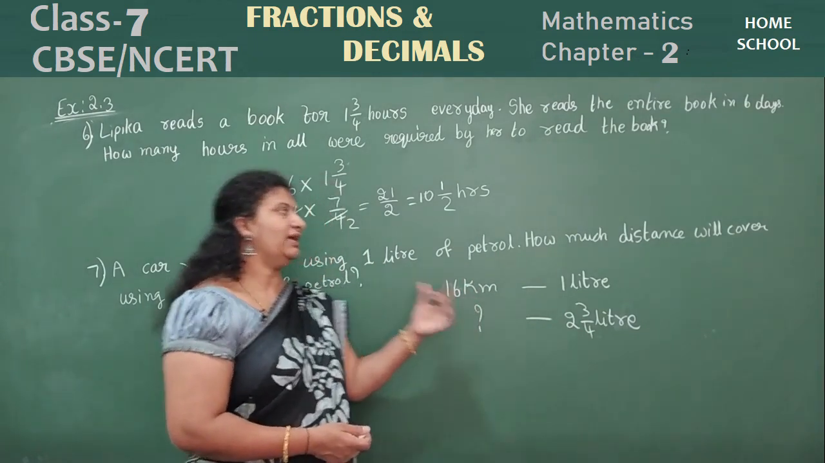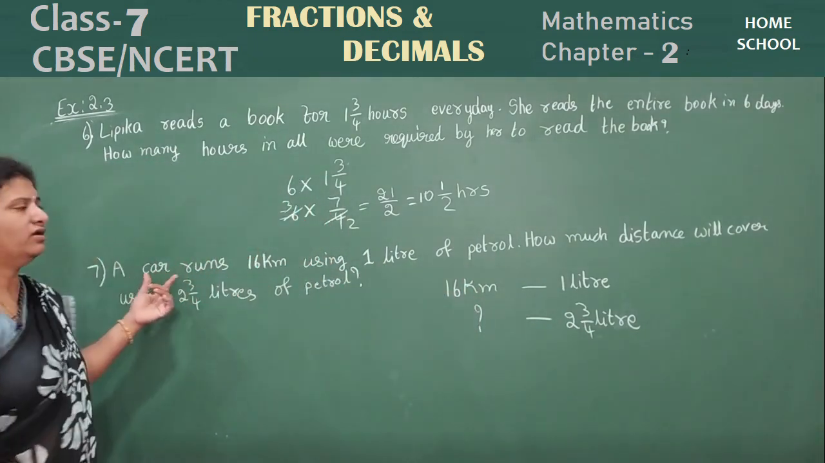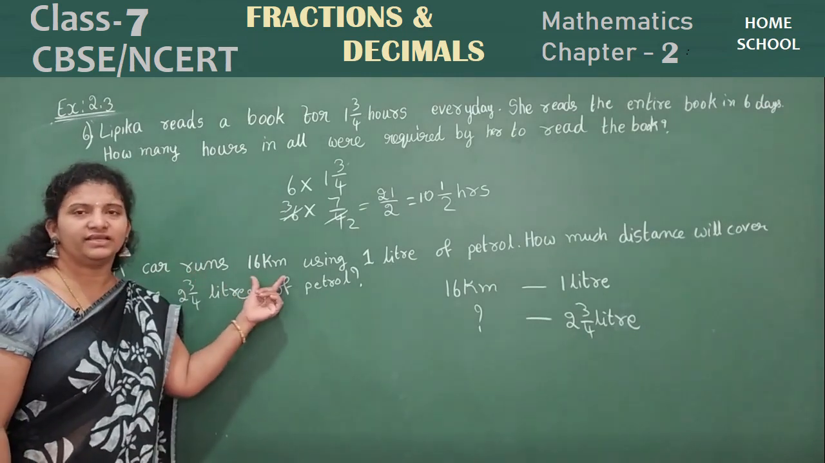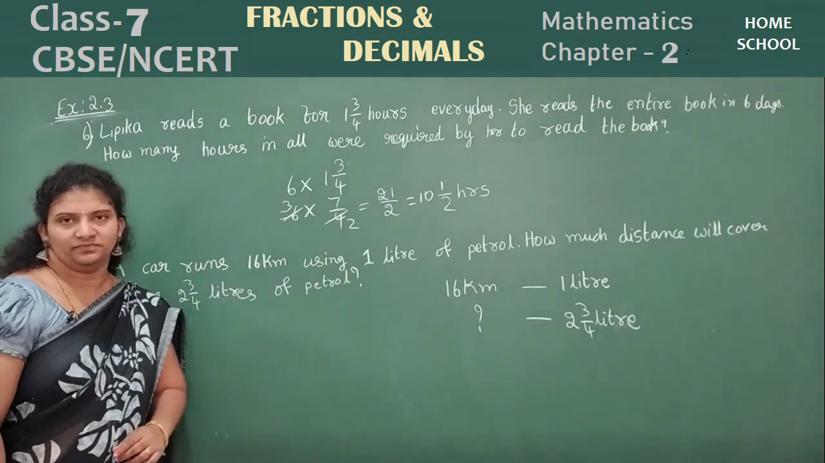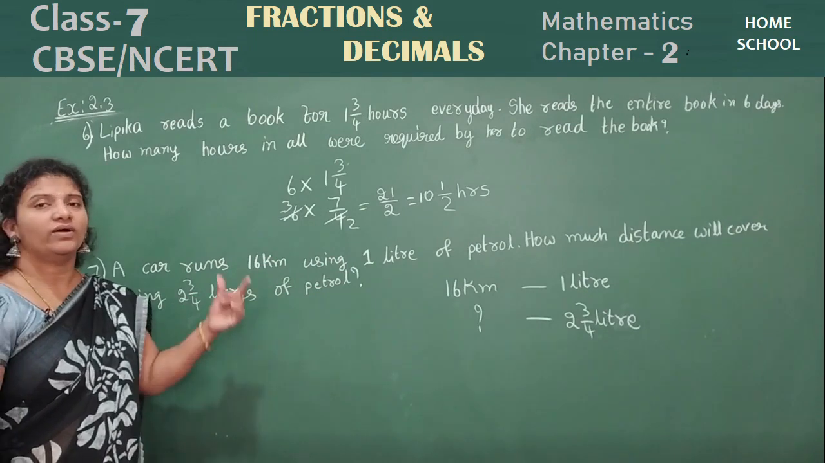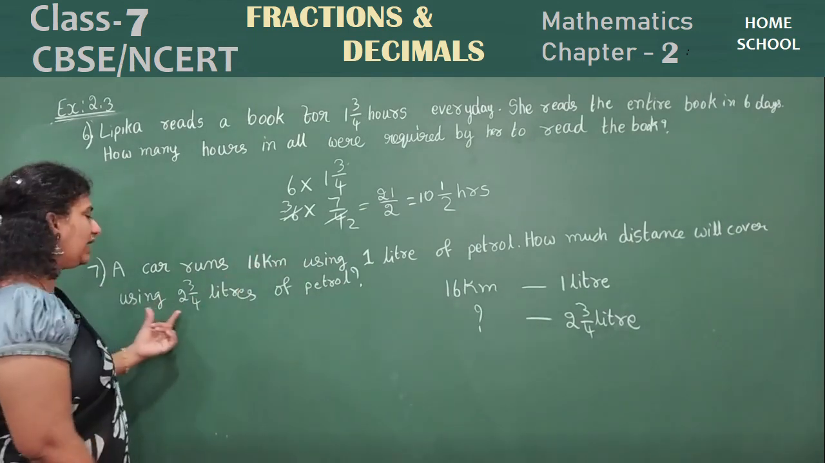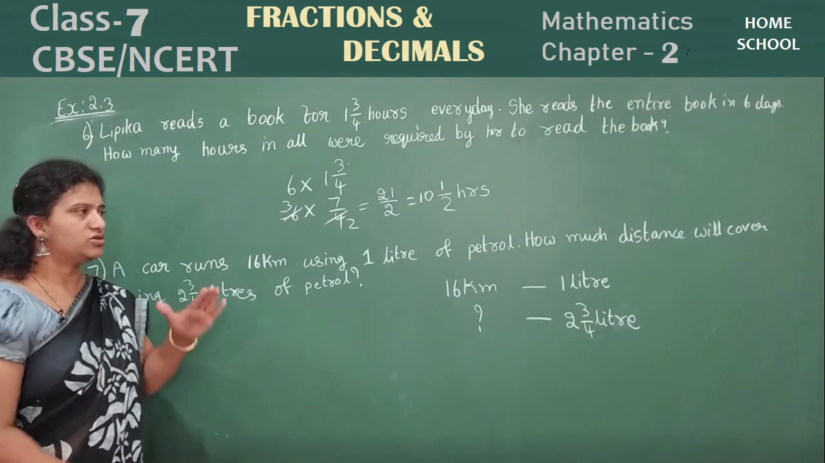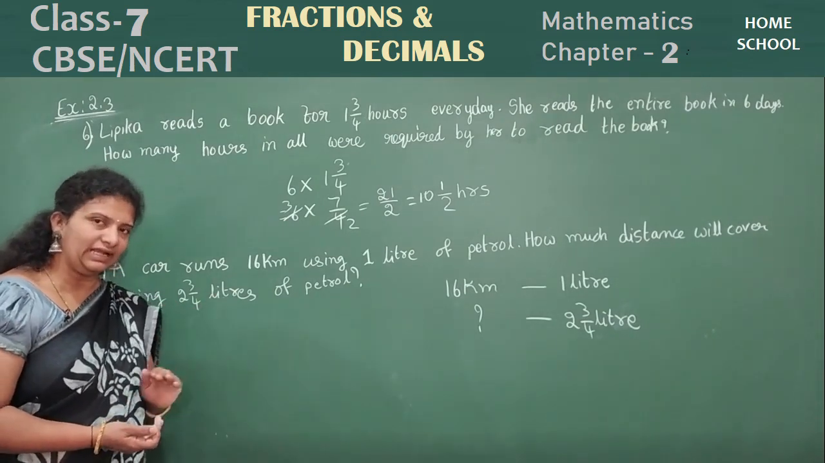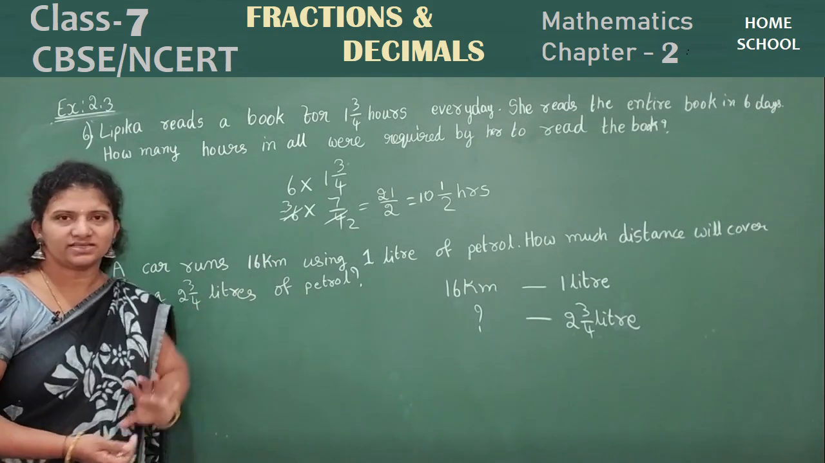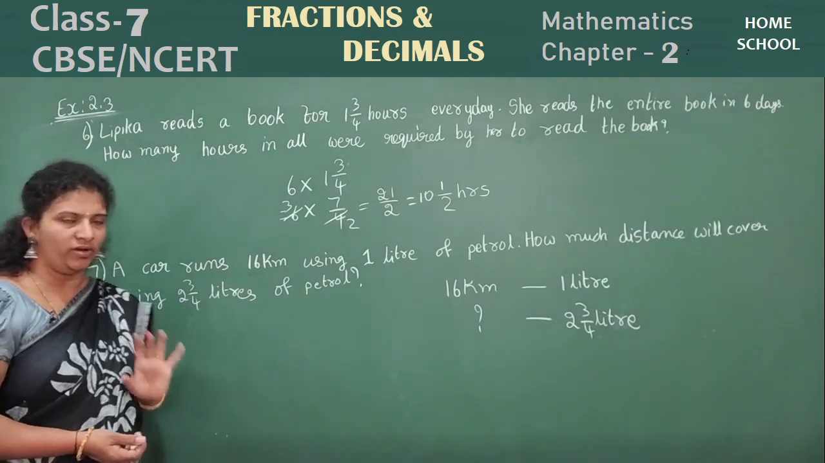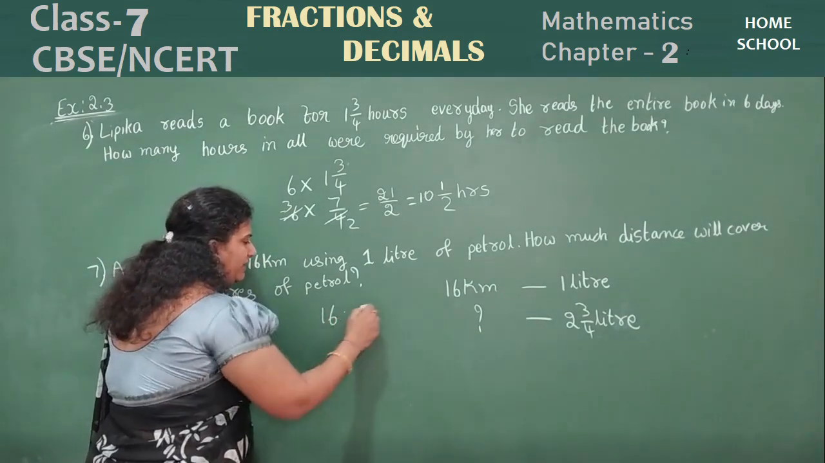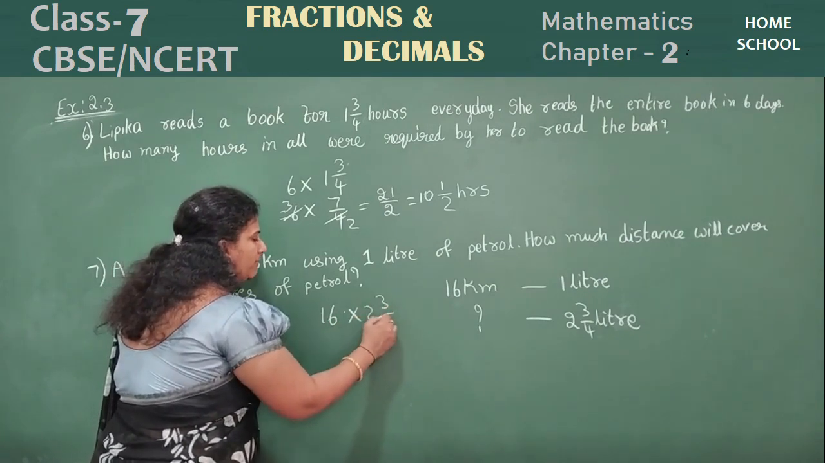So directly write the sentences here. A car runs 16 kilometers using 1 liter. What is your question? What is the distance that will be covered using 2 3/4 liters of petrol? So frame the sentences neatly. Only one word answer I'll give you as this is your homework. 16 kilometers into 2 3/4.